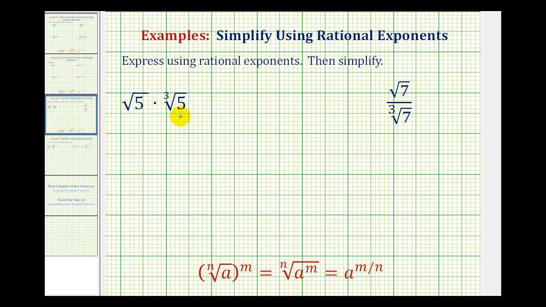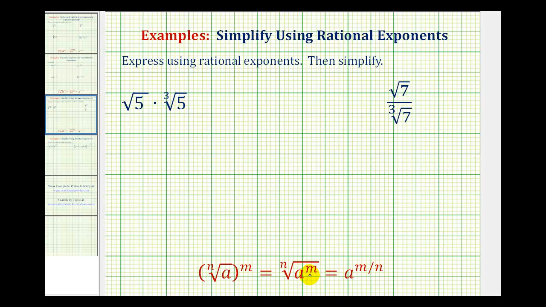We want to simplify each expression by first writing the radicals in rational exponent form. Here we have the square root of 5 times the cube root of 5. Remember, to multiply radicals, we have to have the same index, which we don't have here. But if we write this using rational exponents, it makes it much easier to multiply.